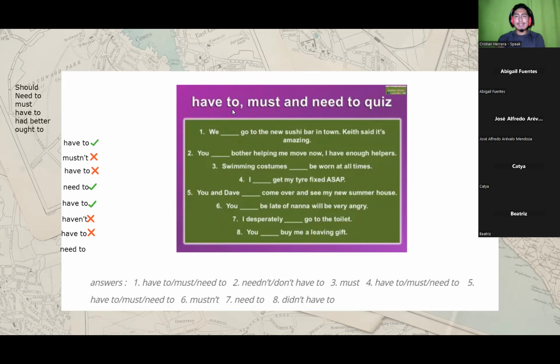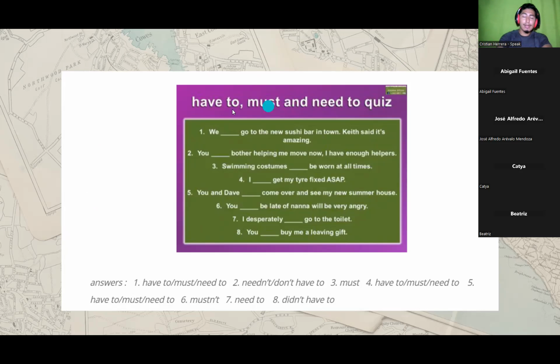Well, there were some examples, guys, in which we got confused. I just want to remind you guys the possible answers for these modals. Remember that we can use must or mustn't, also have to or don't have to.